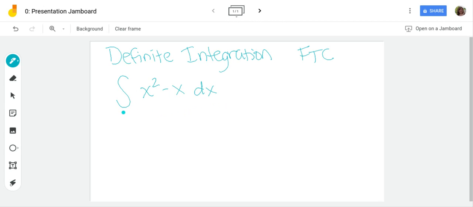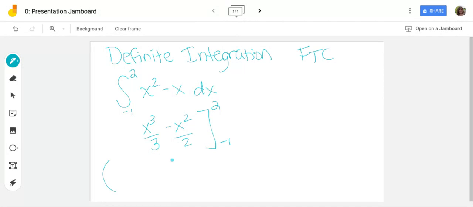So now if I put some numbers on this, like say we want to go from -1 to 2, now I'm wanting to evaluate this integral. This is definite integration because I'm definitely going to get a numerical answer. All right, so we'll do the antiderivative. That'd be x cubed over 3 minus x squared over 2. I don't need the plus c because I'm going to evaluate from -1 to 2.